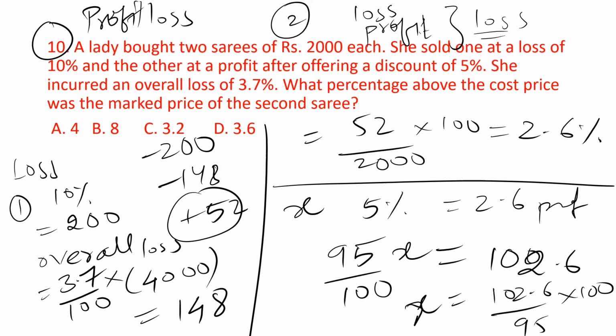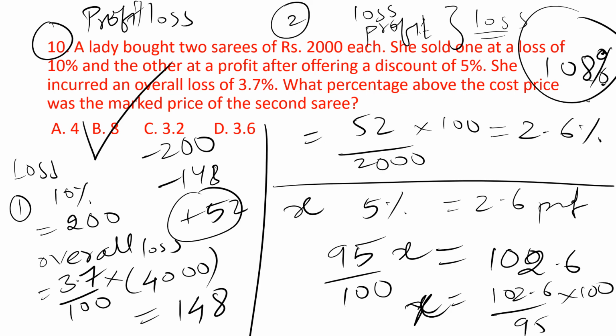So that's it, guys. The exact answer is, we get market price as 108 percentage, which means 8% above the cost price.